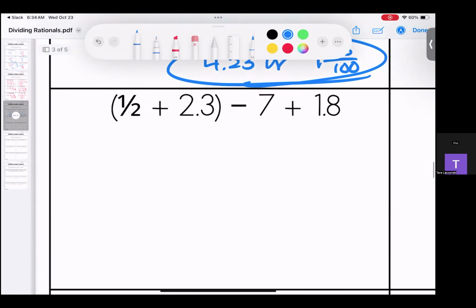Coming down here, 1/2 as a decimal, super friendly. When I add these together, I get 2.8.